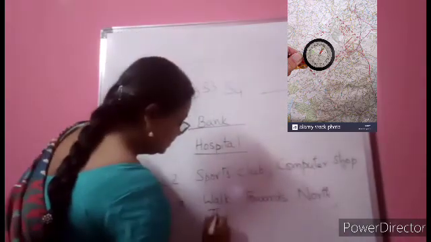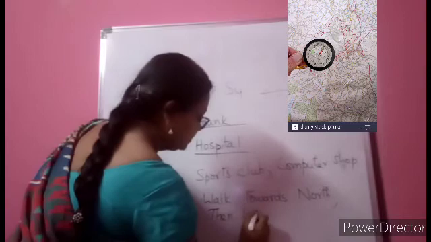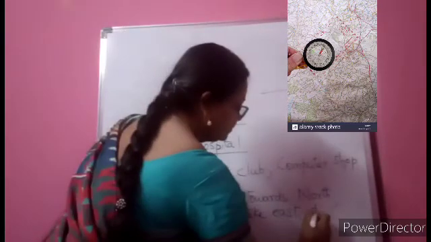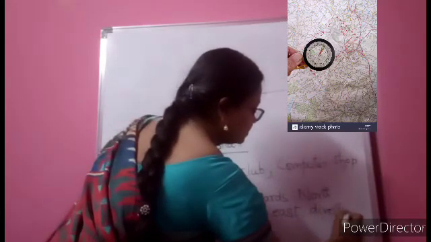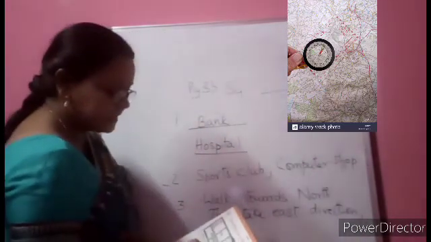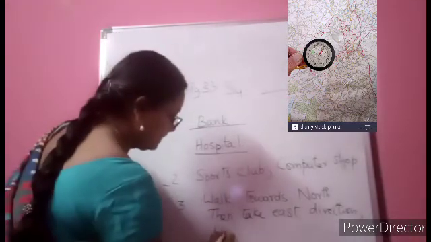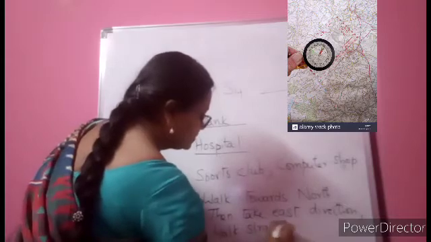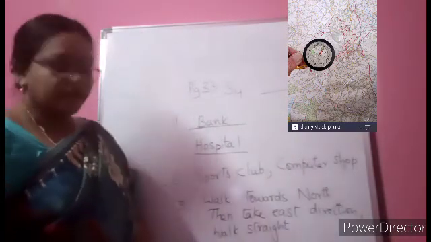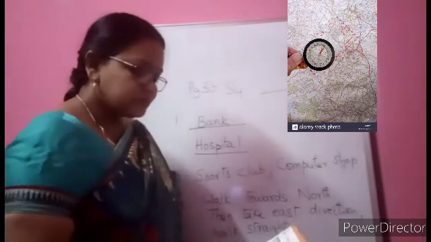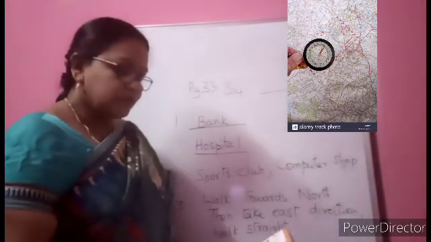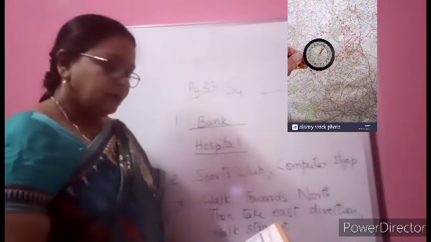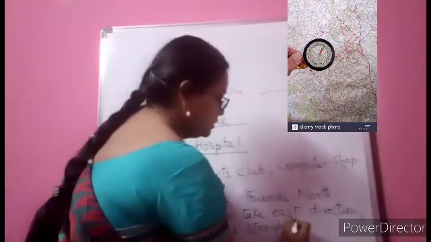Then take east. Take east direction. She should take the east direction. Walk straight. Then children, after she walks straight, what she has to do? She has to walk towards north, and she can reach the stadium.